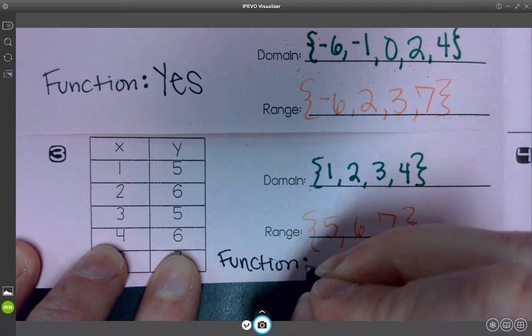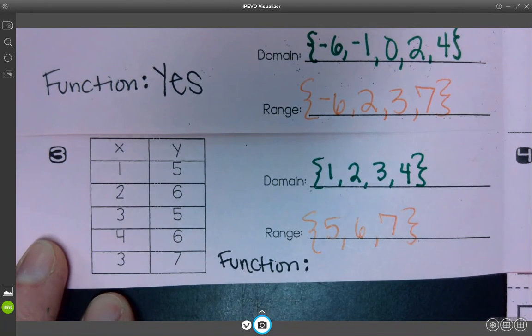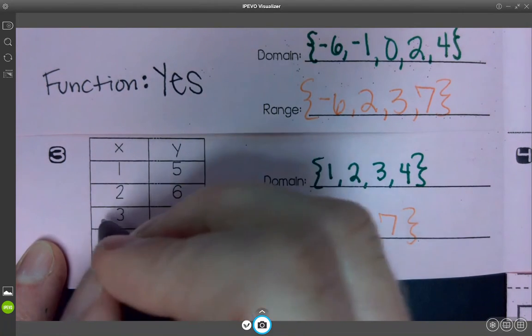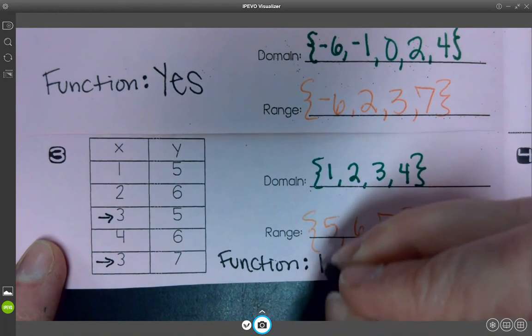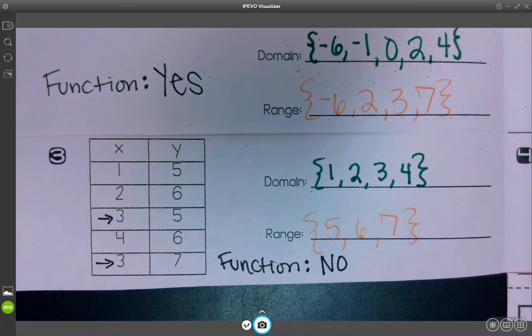Okay, so do any of the x values repeat? Which one? Yeah, 3 repeats. So it is a no, not a function.